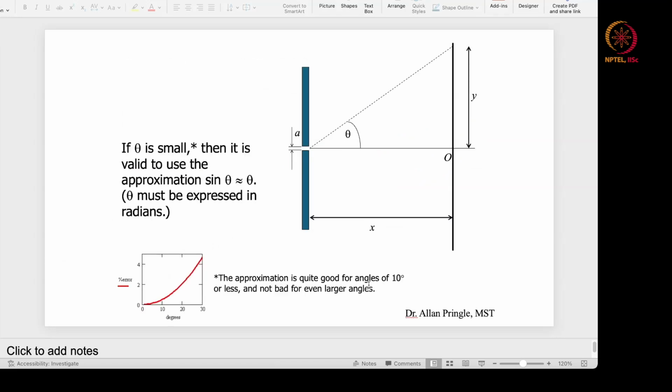Now, when theta is small, then it is valid to use the expression sine theta is approximately equal to theta. So theta is in radians, remember. So this theta is effectively small. If you plot the percentage error with the degrees, you will find that up to 10 degrees this error is very minimal, but it is also about 4 to 5% for an angle of 30 degrees. So even for large angles, this approximation, sine theta almost equal to theta, is not a bad approximation at all. Okay, so this is the primary thing that we want to know.